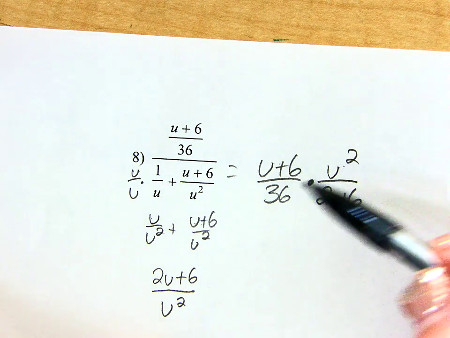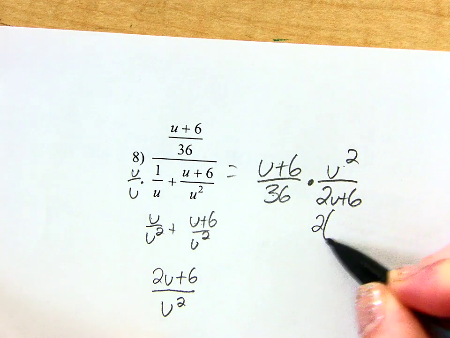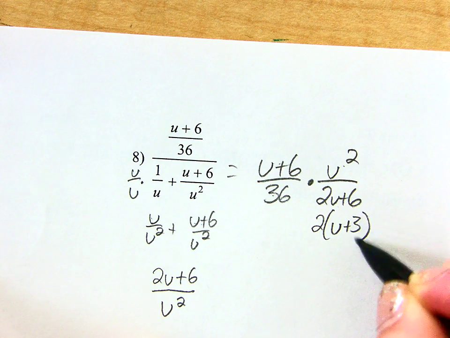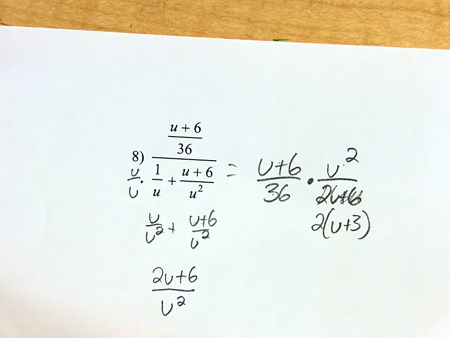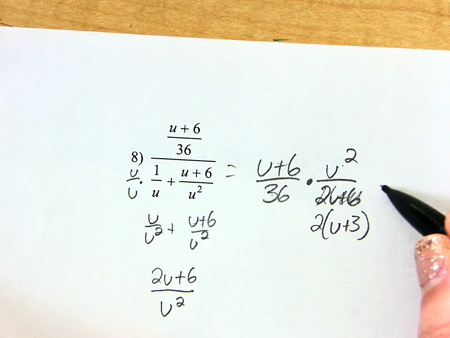u can't be factored, you can't. I could take a 2 out of the denominator, and then I'm left with u plus 3. Is there anything that I could cancel or reduce, or anything that I can do? No. So, pretty much done. I just need to multiply straight across.